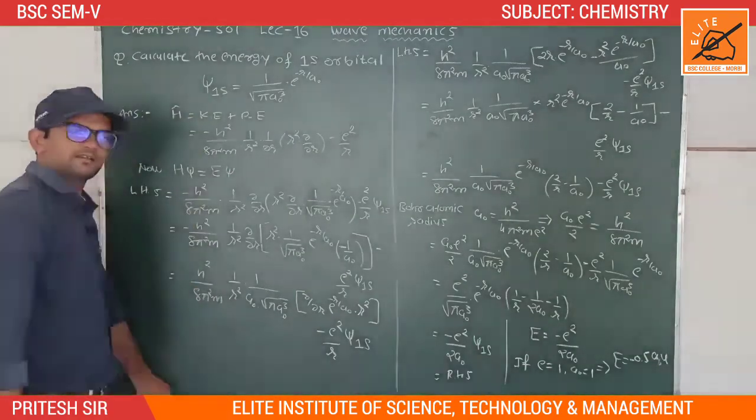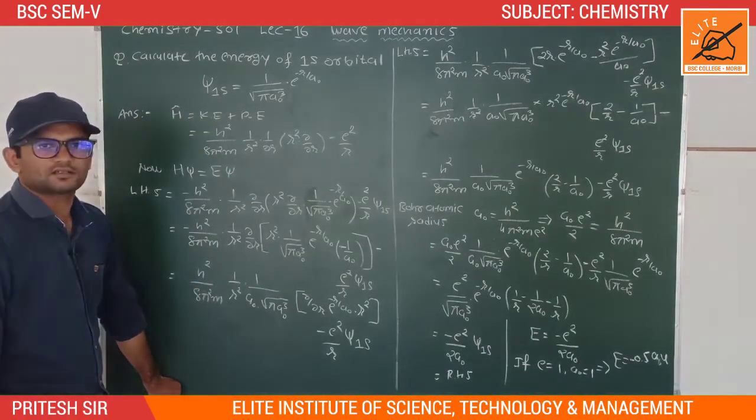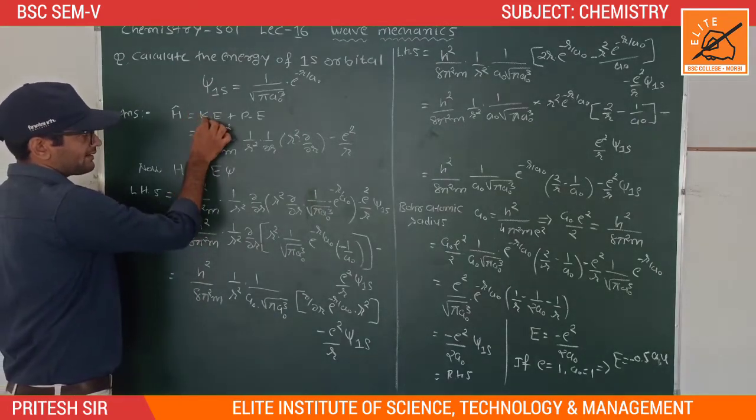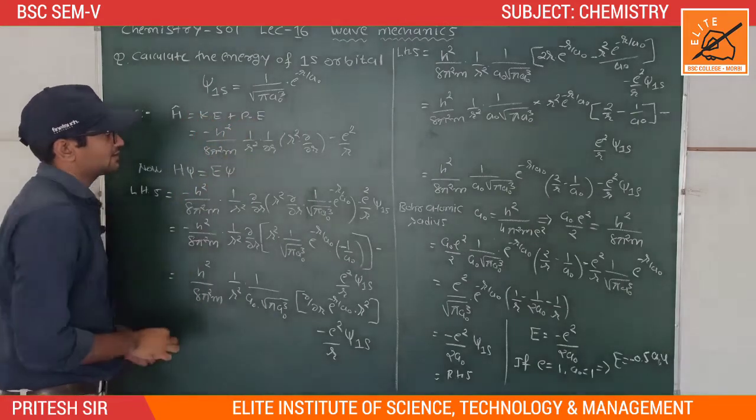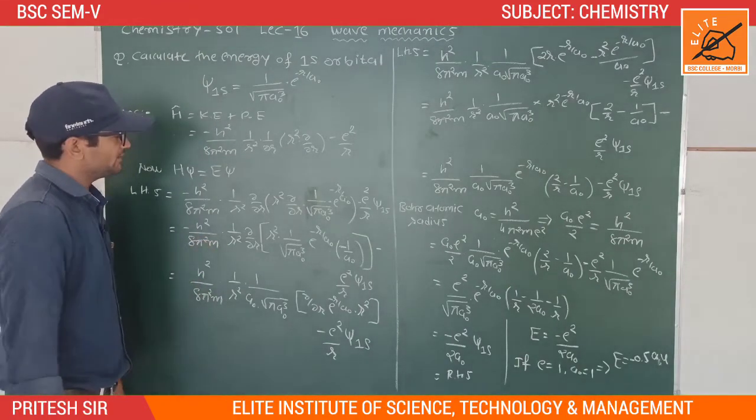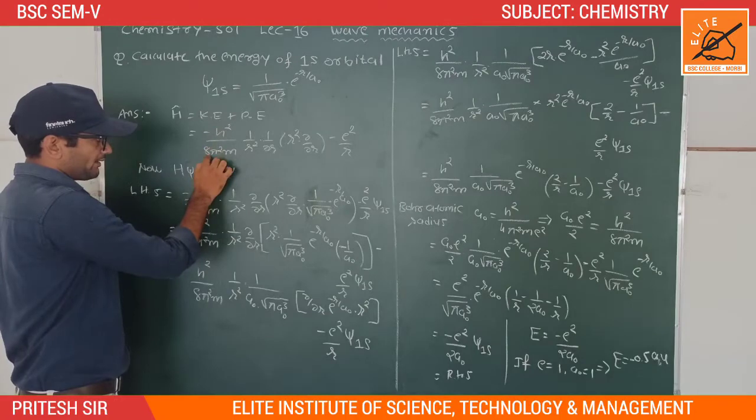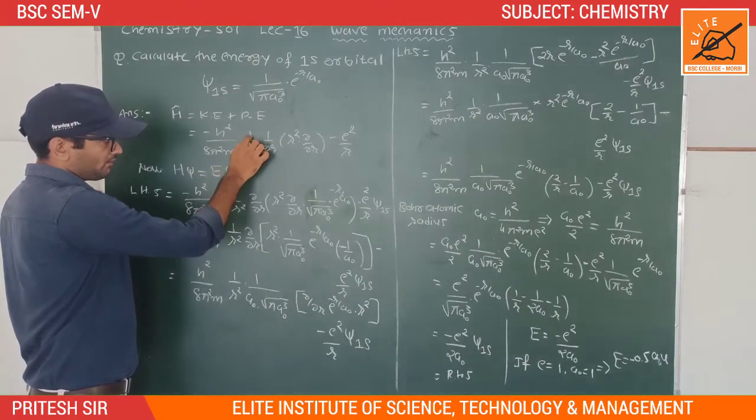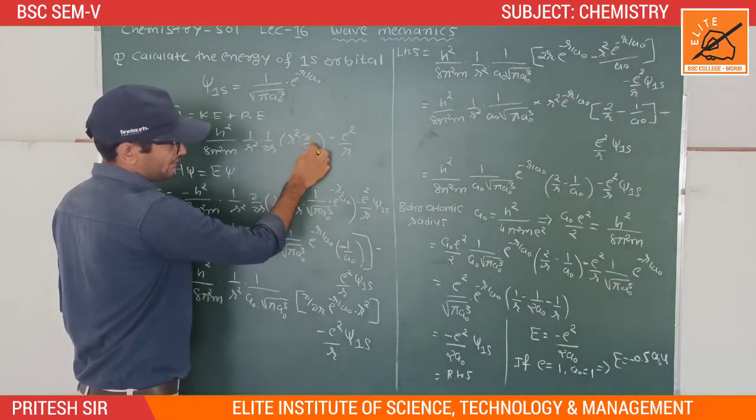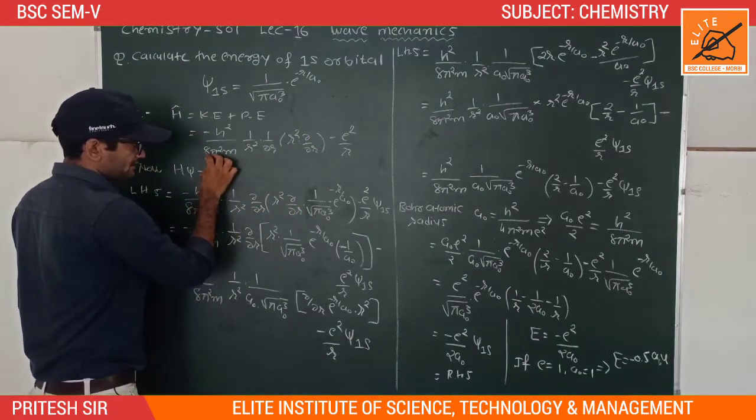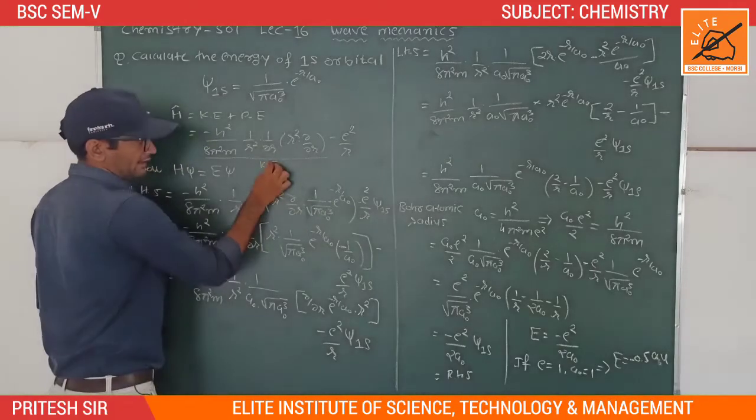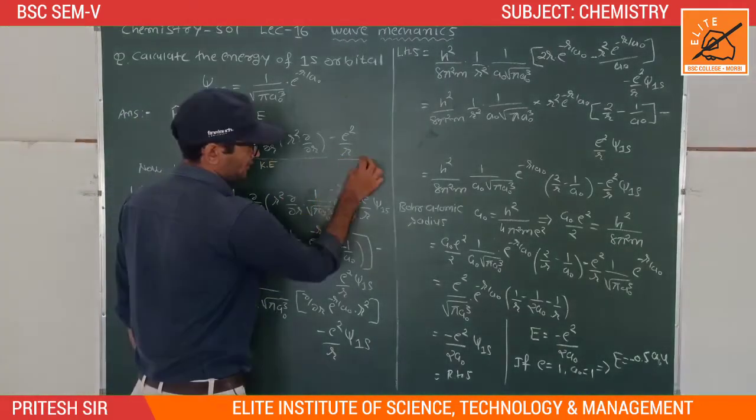Hamiltonian operator indicates the total energy of the system. Okay, so it is the sum of two types of energy, kinetic energy plus potential energy. Kinetic energy in terms of polar coordinates will become minus h square upon 8 pi square m into 1 upon r square into del by del r of bracket r square into del by del r. Okay, so this term indicates the value of kinetic energy and this is the potential energy.